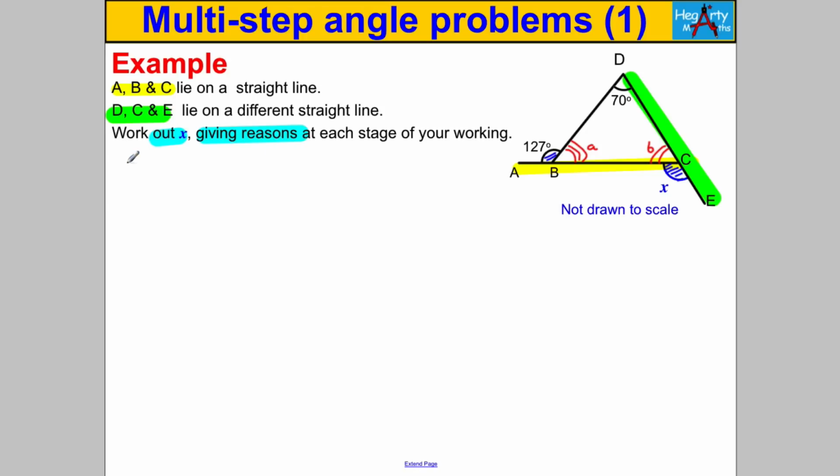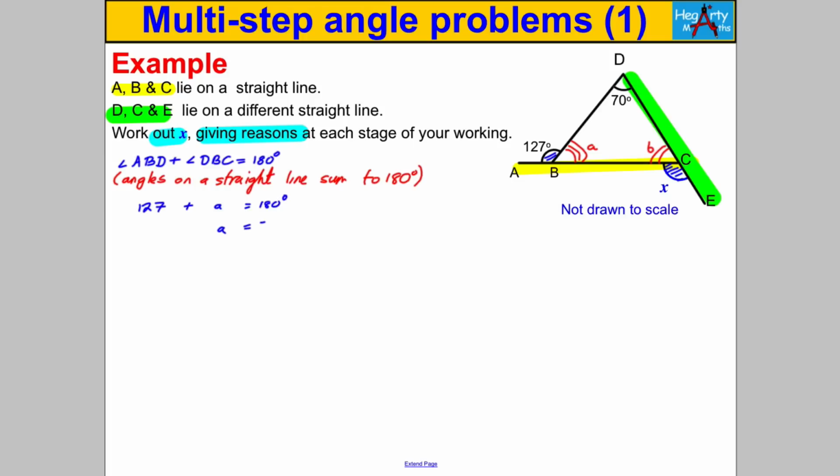So just to write it out in its angle form, I can state that angle ABD plus angle DBC is equal to 180 degrees, and then the reason I'm going to put in brackets below it is that angles on a straight line sum to 180. Therefore I can state that 127 plus my A must be equal to 180 degrees. Taking off 127 off both sides, I get that A is equal to 53 degrees, and I've got that angle there, which is great. What can I do next?